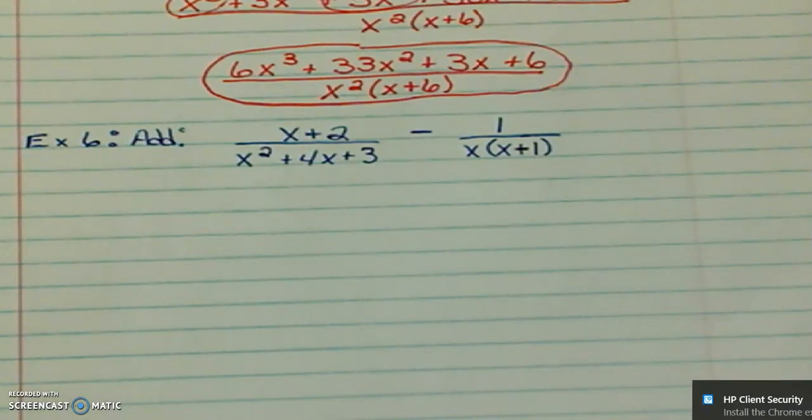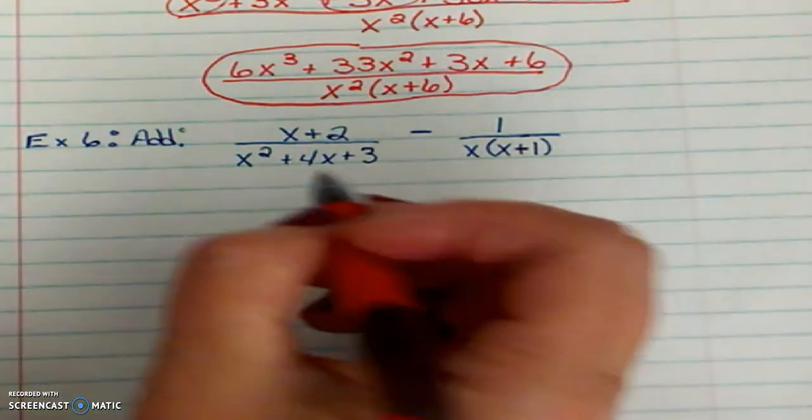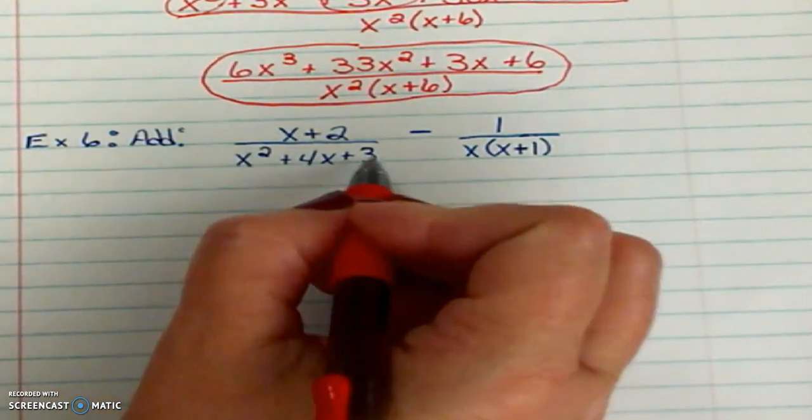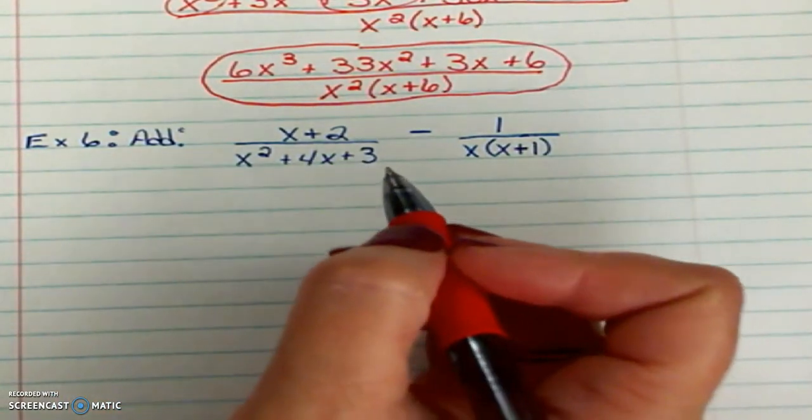Okay, so what happens with this next example? In this next example, we have a trinomial as one of the denominators. To come up with the common denominator, you have to have the least common multiple, which deals with factors. So what we need to do is take this first denominator and factor it.